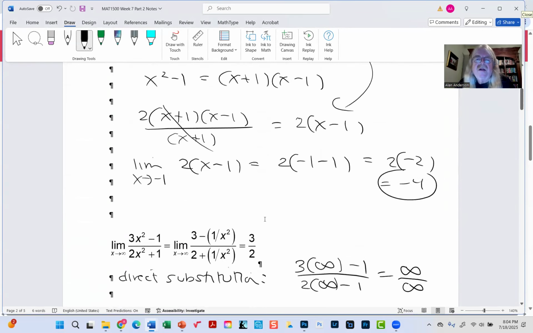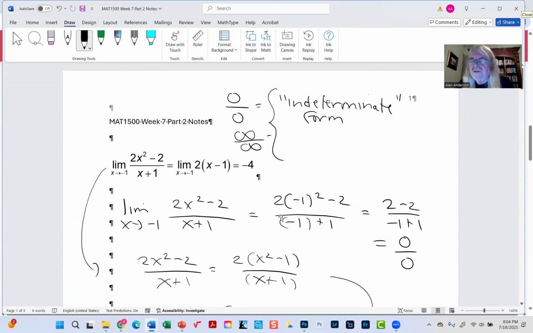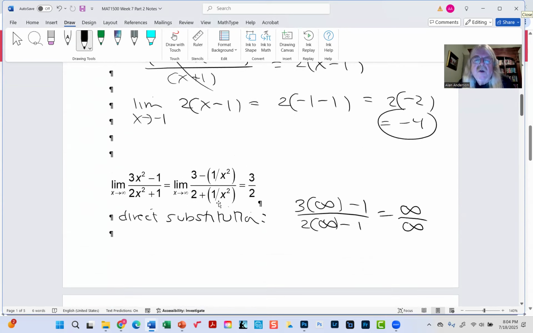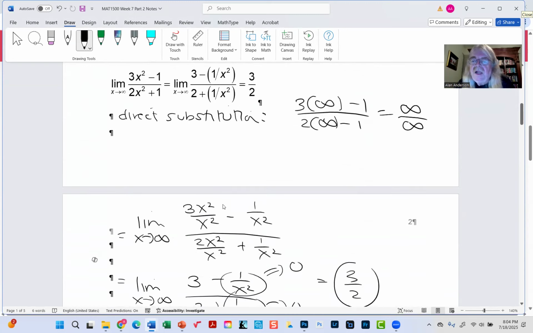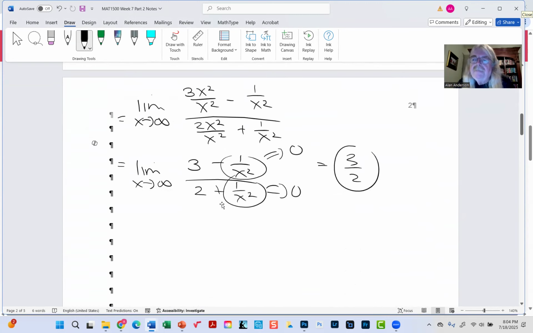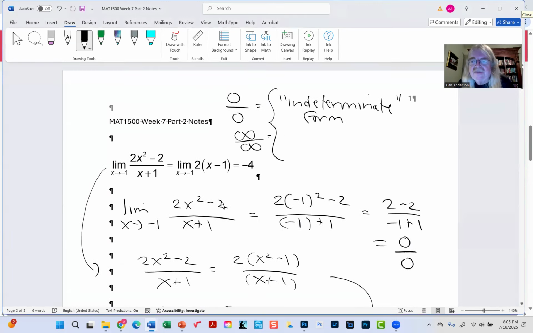Now, in these two cases, direct substitution led to an indeterminate form. In the first case, it was 0 over 0. In the second case, it was infinity over infinity. So we used a technique to rearrange the limit into something which was solvable. And we've seen this in the past. We've done this before. In the first case, we used factoring. In the second case, we divided the numerator and the denominator by the highest power of x. And that worked great. But sometimes it doesn't work out so well.